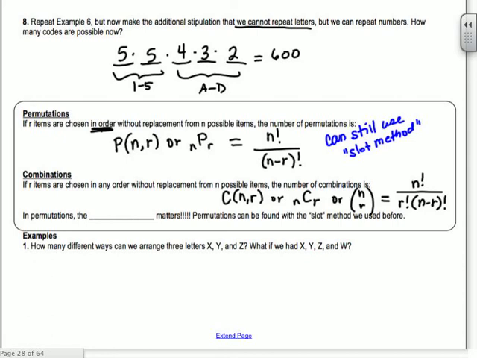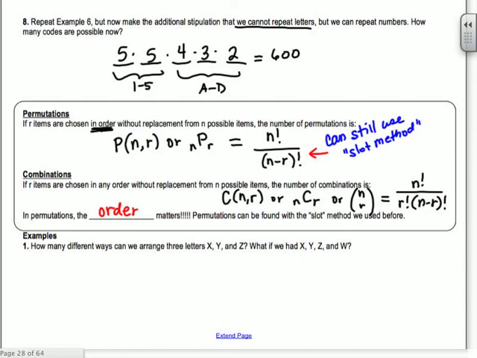Okay, then I said in permutations, the order matters. Permutations can still be found with the slot method we used before. So only the permutations can use the slot method. Okay, so let's talk about this.